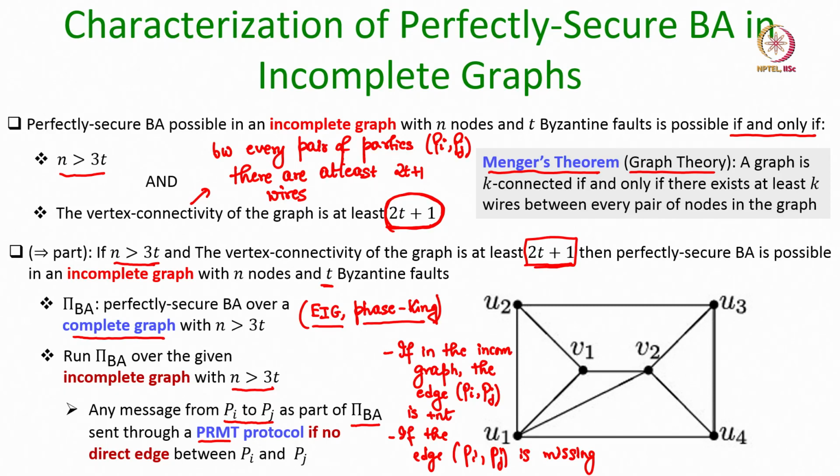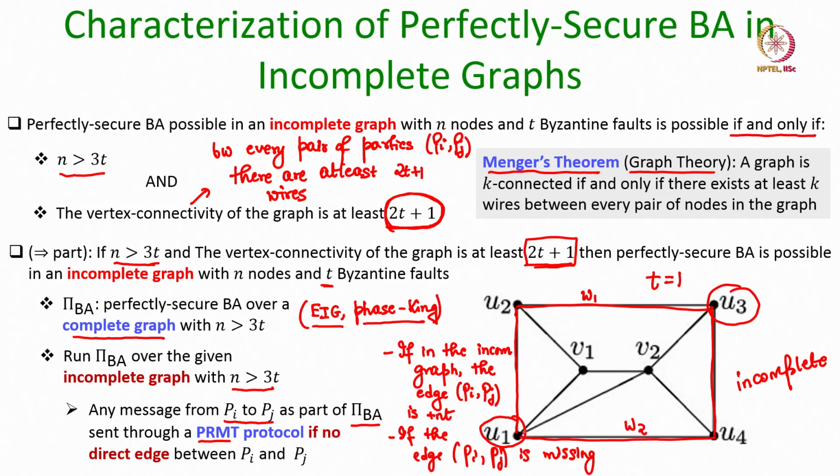Okay. So, for instance, if we take this incomplete graph here and say we take t is equal to 1, what I am saying here is that suppose in the BA protocol U1 is supposed to send its message to U3, but there is no direct channel from U1 to U3. But how many wires are there between U1 and U3? I have wire 1, namely the path from U1 to U2 and U2 to U3, that is wire number 1. I have another wire from U1 to U3, namely the one going through the intermediate node U4, that is wire number 2.